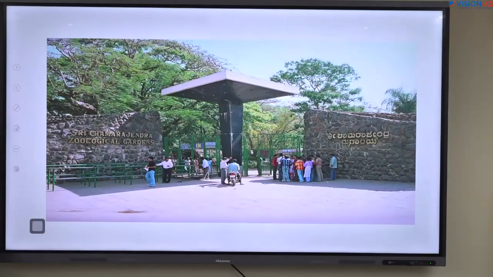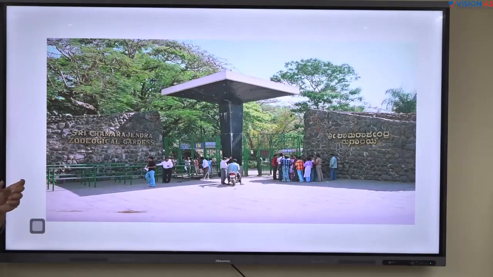Zoological gardens. In short, you call it a zoo. This is Mysore Zoo, one of the largest zoos of India. So why are zoological gardens made? Zoological gardens are made to keep animals and birds. But again, this is a man-made structure. You are conserving animals and birds here. You are keeping tigers, elephants, and other species. But this is not their home. This is a man-made structure.